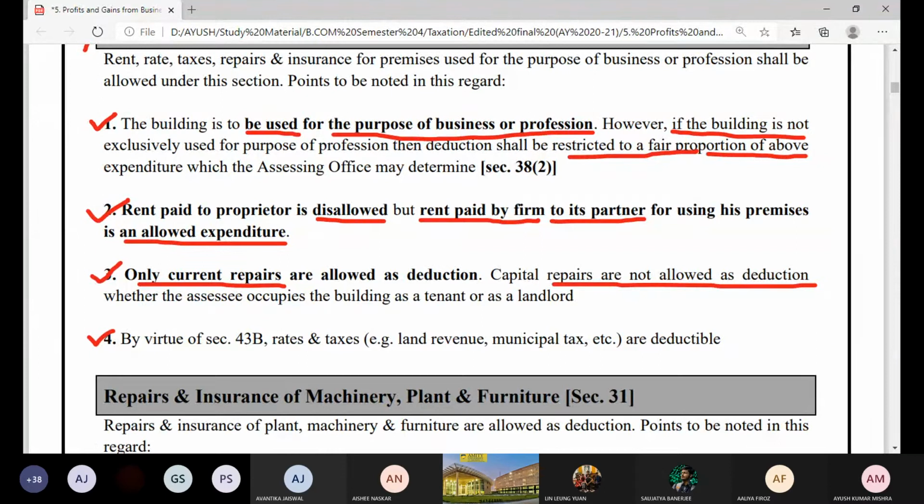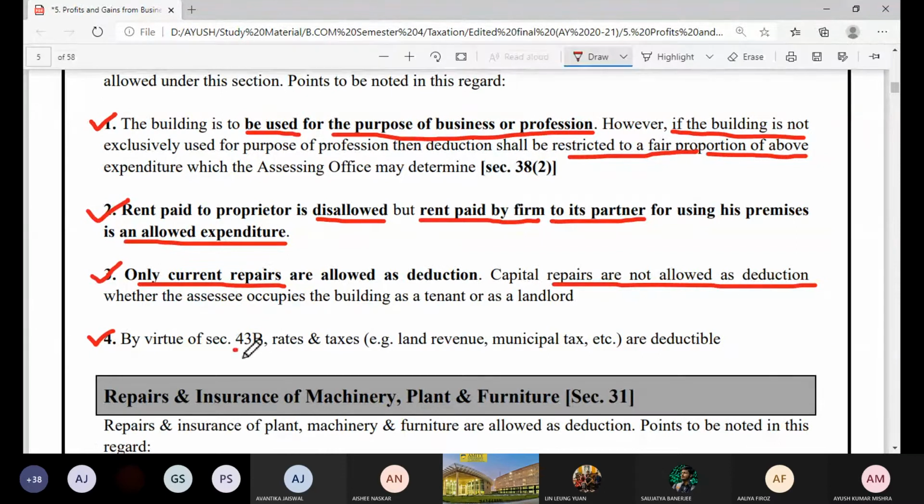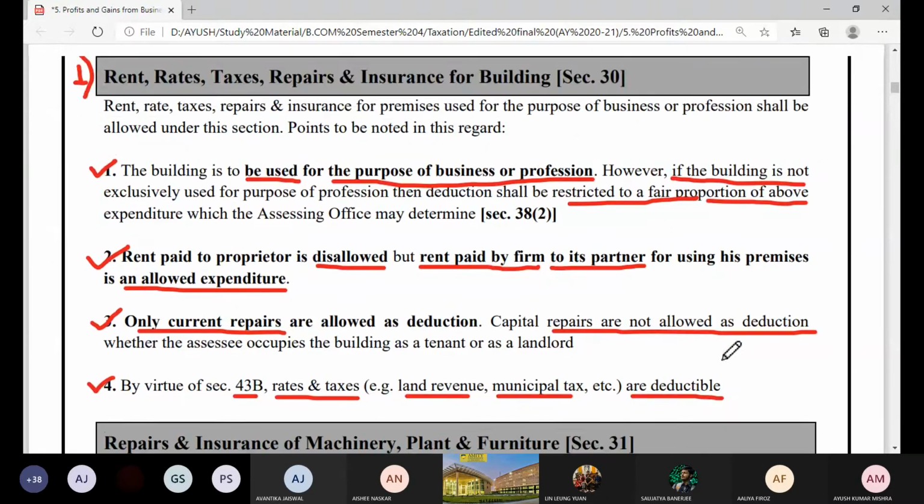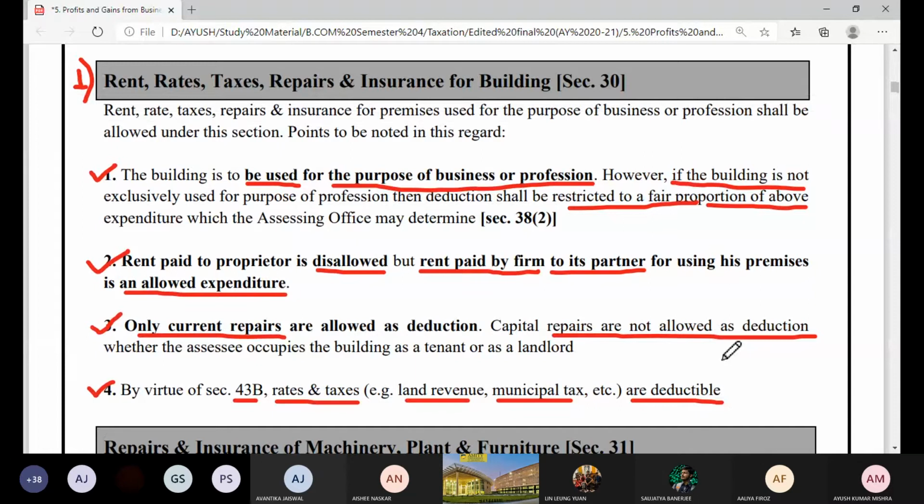Okay, lastly, by virtue of section 43B, rates and taxes relating to a building, like land revenue and municipal tax, are all deductible. Is it clear? You guys just copy this part. Just copy section 30 now.